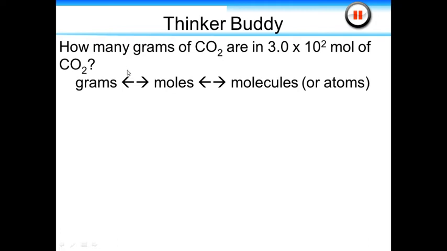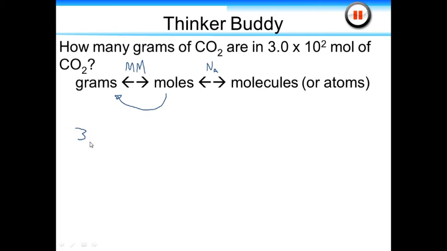And how do we convert between grams and moles? We need our molar mass found on the periodic table, which I abbreviate MM. And how do we convert between moles and molecules? Well, in this case, we use Avogadro's number. But here we're only going from moles to grams, and it would be a one-step problem using the molar mass.